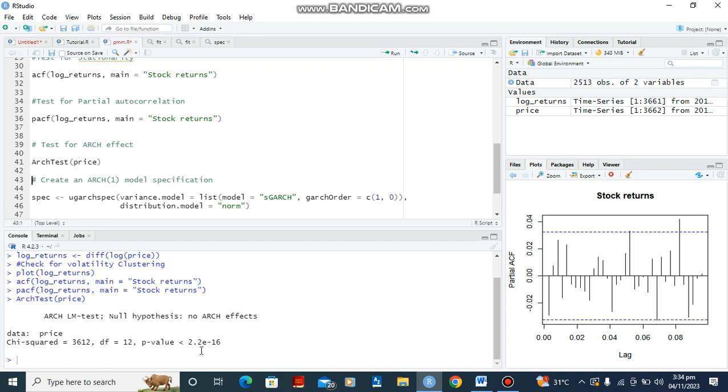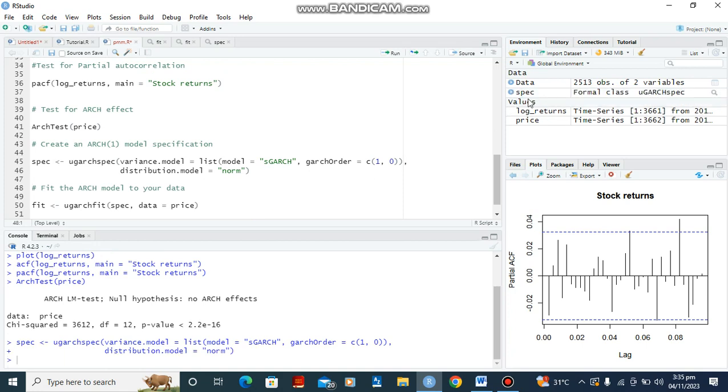All right, so having fulfilled all these necessities, we can now apply an ARCH(1) model. To apply an ARCH(1) model, we are going to type in these functions here and save it under the variable name spec. The function is ugarchspec, open bracket, variance.model is equal to list, open bracket, model is equal to sGARCH. The GARCH order is going to be 1, 0 because we are talking about the ARCH(1) model. So here is going to be 1. If we want to include the GARCH information, it's going to be a 1,1 model. Now having done this, we Control Enter.